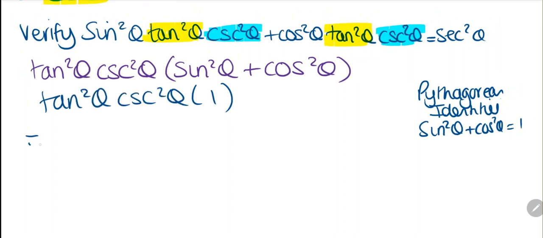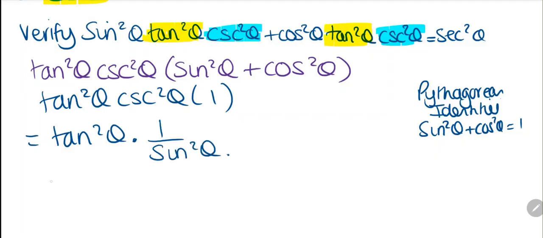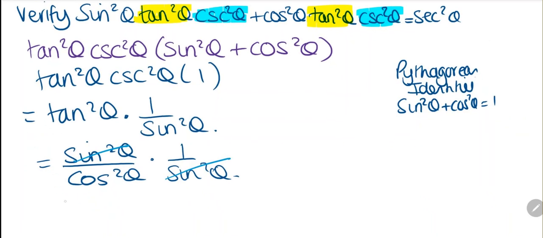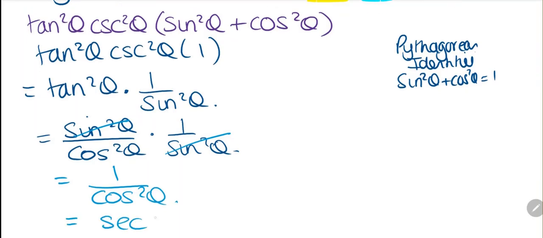So tan squared theta, let's leave that as it is for a second. And cosecant squared theta, we know that this can be written as 1 over sine squared theta. Now tan squared theta, I can rewrite this as sine squared theta over cosine squared theta. And this is multiplied by 1 over sine squared theta. So the sines will cancel. So this leaves me with 1 over cosine squared theta, which can be written as secant squared theta.